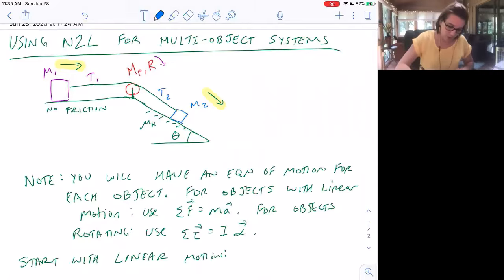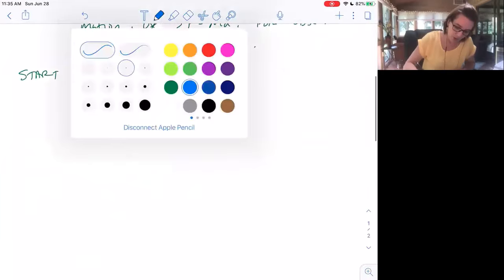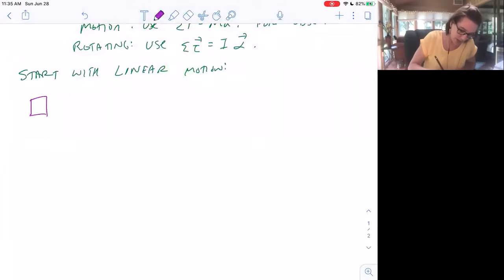So I'm going to start with linear motion. I'm going to look at this M1 over here. Let me go ahead and do it in purple because it's drawn in purple in the diagram. And so this would be M1. It's on a table, so it's going to have a normal force upward. It's going to have M1G down.